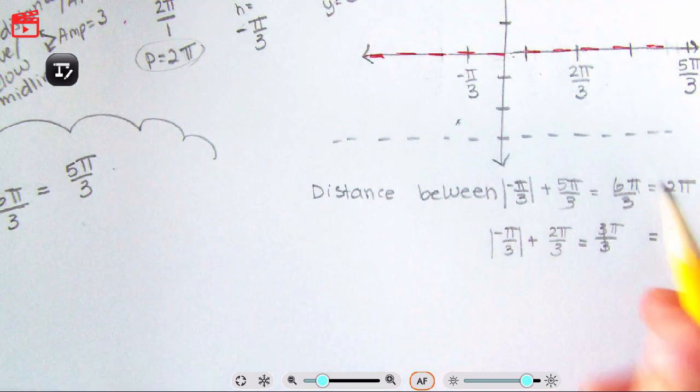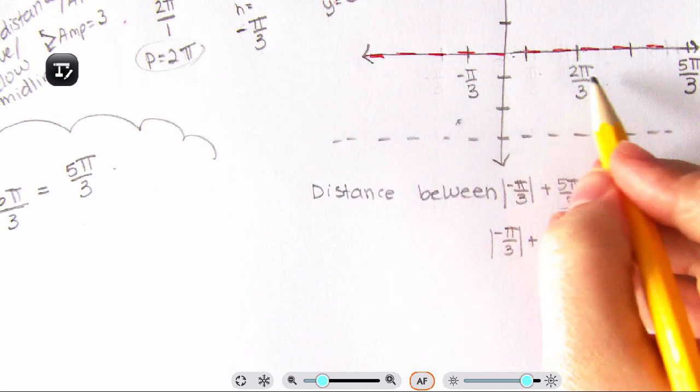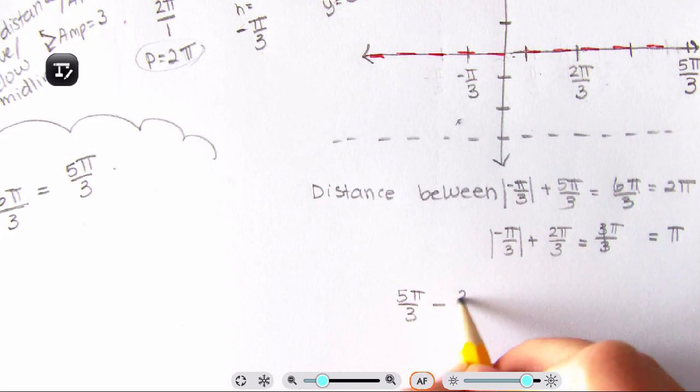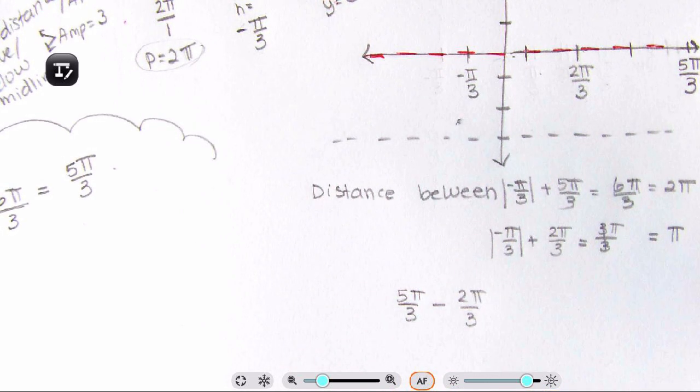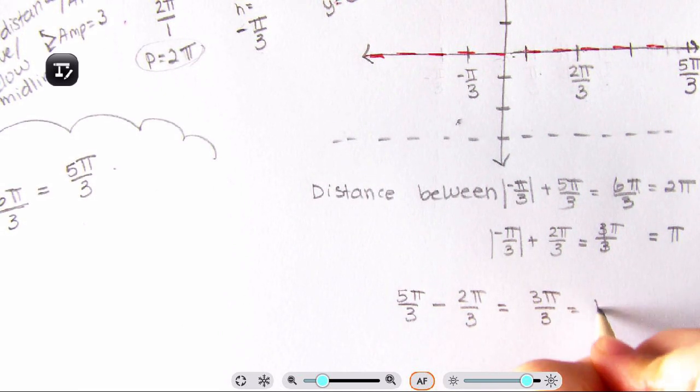Okay, so now again, we're going back to the sine video. I think it was in example number 1 when I said how to find that. So I'm going to say I want to go the distance between 5 pi thirds and 2 pi thirds. I want to know what that distance is. And that distance between them is 3 pi thirds, or just pi.